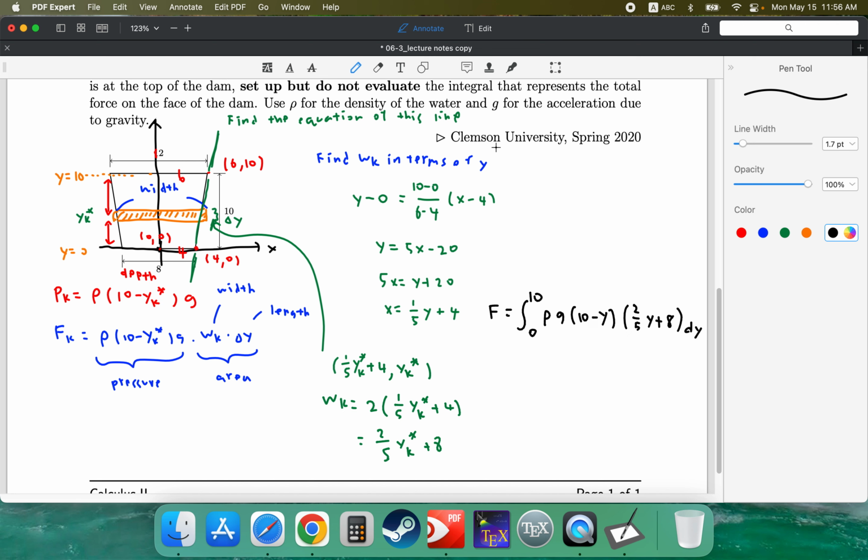Now the problem asks us to set up only, so that's your final answer. If the problem asks you to evaluate, then you will need to proceed. And finally, don't forget if you want to answer the question in a sentence, you need to include the unit. So what is the unit for force? Newton. Good. So note that the unit for the force is Newton.